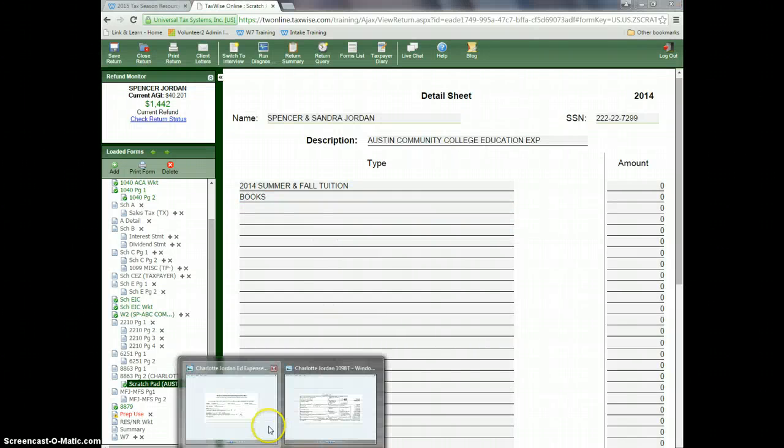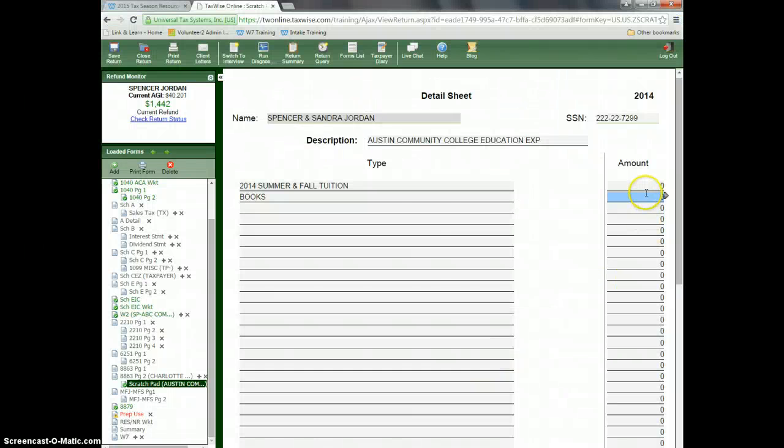Then we would go to line 27 and link to a scratch pad. Let's see, what was it? It was 2,900. So we're going to list the full amount, 2,900 of the tuition, and that was actually just fall tuition, wasn't it? And the full amount of her book expenses here. You can see that the parents' refund just jumped up significantly. So overall for this family, it was a much better bet to do the education credits this way.